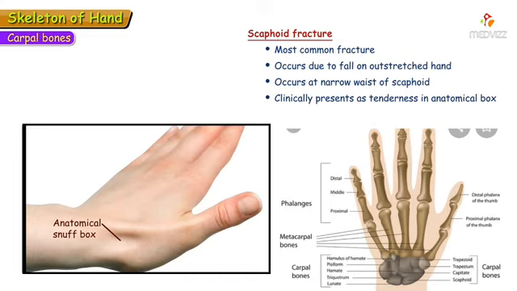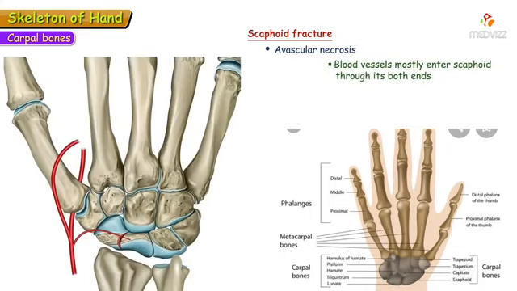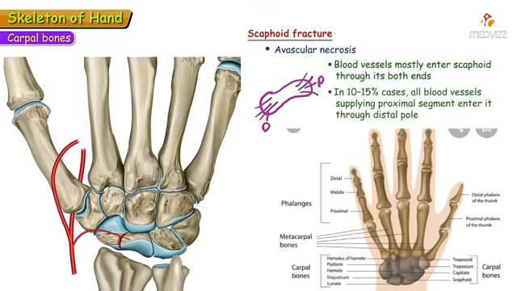When you abduct your thumb, the depression which you find in front of the wrist on the dorsal side is the anatomical snuff box. Blood vessels mostly enter the scaphoid through both its ends, that is from its distal end and the proximal end. So here is the distal end and this is the proximal end. So blood vessels enter from both the ends, usually in all the scaphoid bones. In 10 to 15% of the cases, all the blood vessels may supply the proximal segment entering it through the distal pole. Means all the blood vessels will enter through the distal pole to supply the proximal segment.